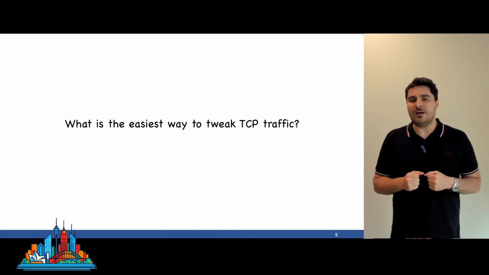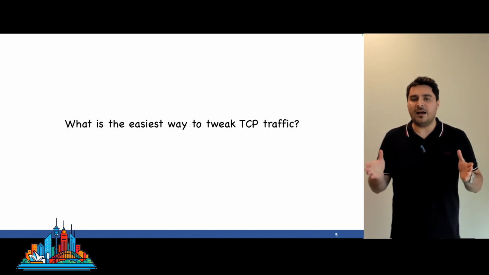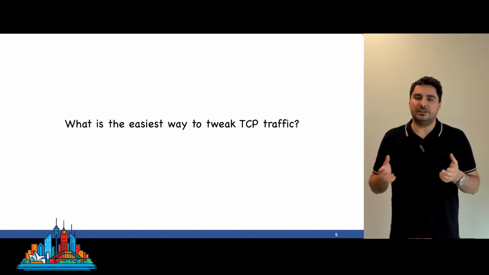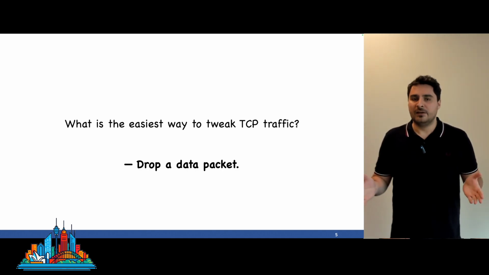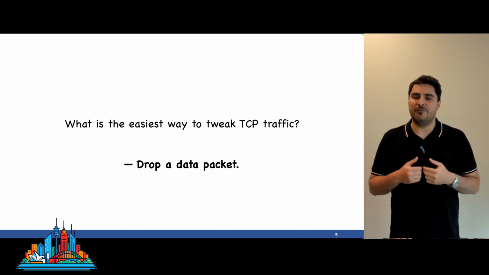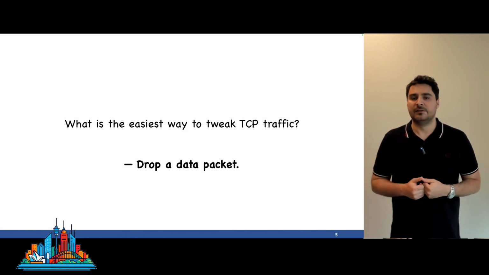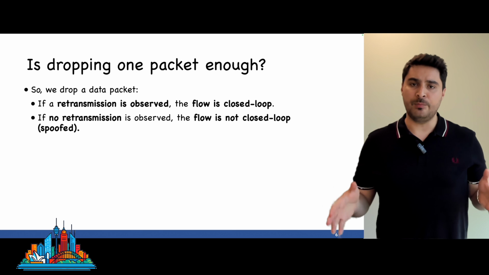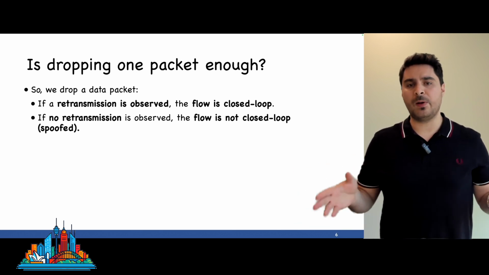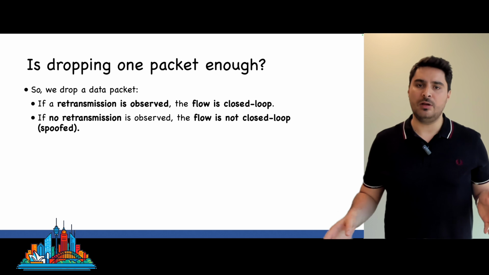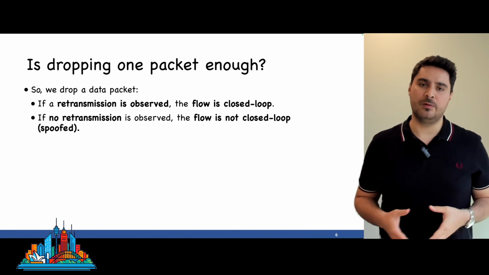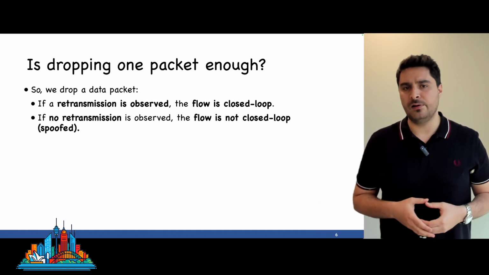So, what is the easiest and simplest action that we can do in order to trigger a well-defined TCP action? We can drop a packet, as TCP ensures the reliable retransmission of the data. So far, the idea sounds simple and straightforward. We drop a packet, and if we observe a retransmission, the flow is closed loop. If we don't, the flow is not closed loop. But is it that simple?